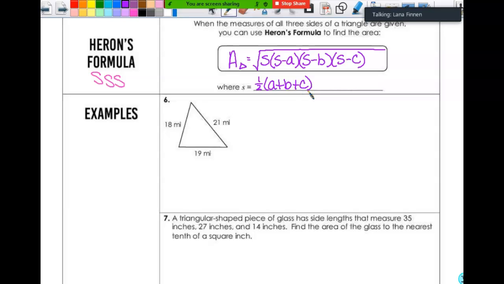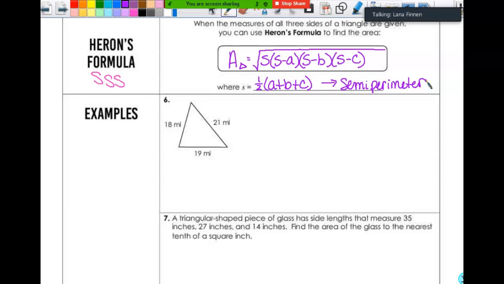So I want you to think, if we just did a plus b plus c, if you just add up all the sides, what's that called? It's not a trick question, it's an easy question. The perimeter. So this is half of the perimeter, which is called the semi-perimeter. That's what s stands for here. It looks like a complicated formula, but it's really not that big of a deal. You find s, and then you just multiply s times s minus all the other sides, and we're good to go. It's a little bit more straightforward than the way we just did number 5, but we're going to get the same answer either way.